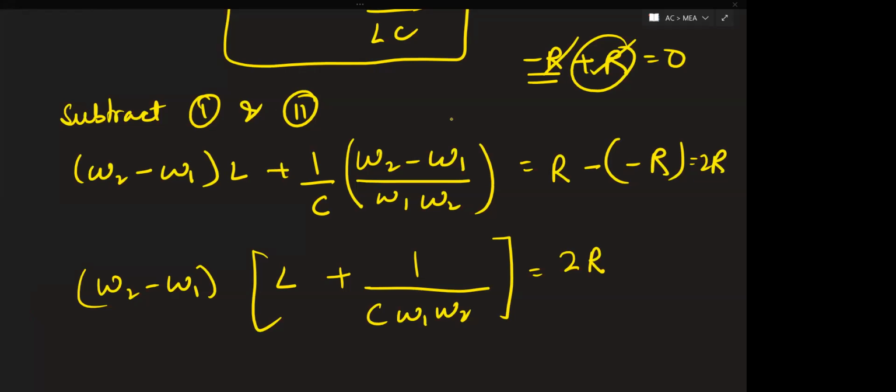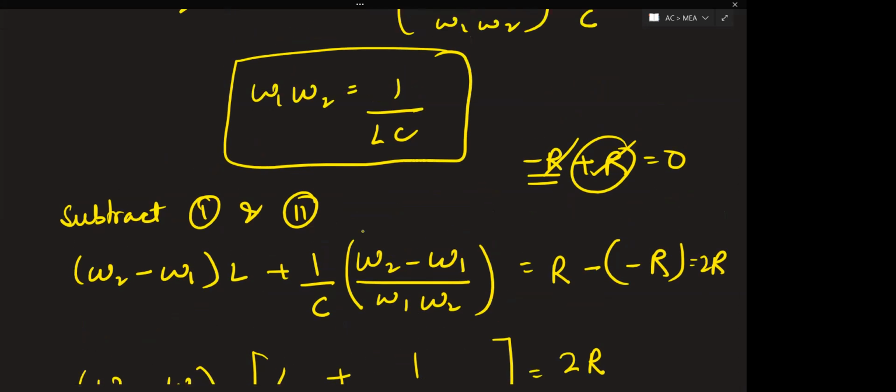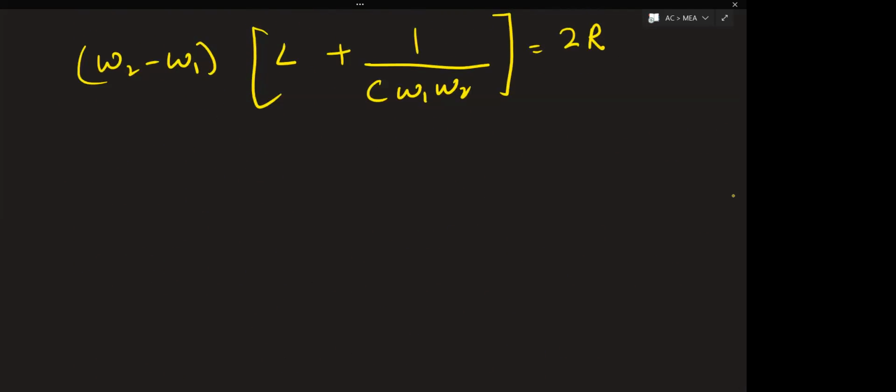Now what we had got? Omega 1, omega 2. That's why we had to add these equations. Now it will be for our utility. Omega 1 into omega 2 is what? This is 1 by LC. So now if you write omega 1 into omega 2 as LC, we had got it, no? 1 by LC we had obtained. Put it over here.